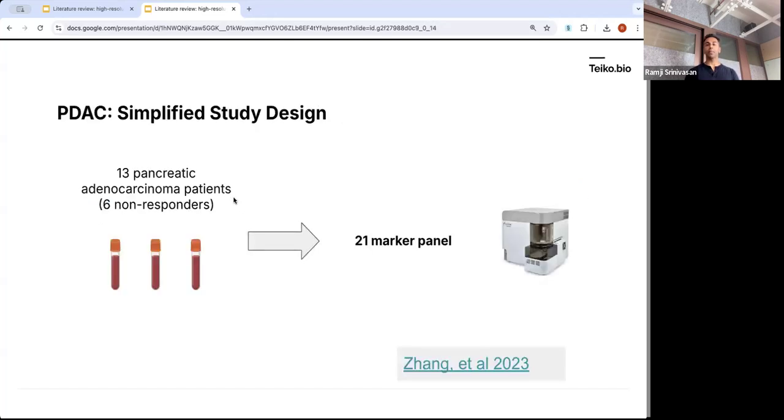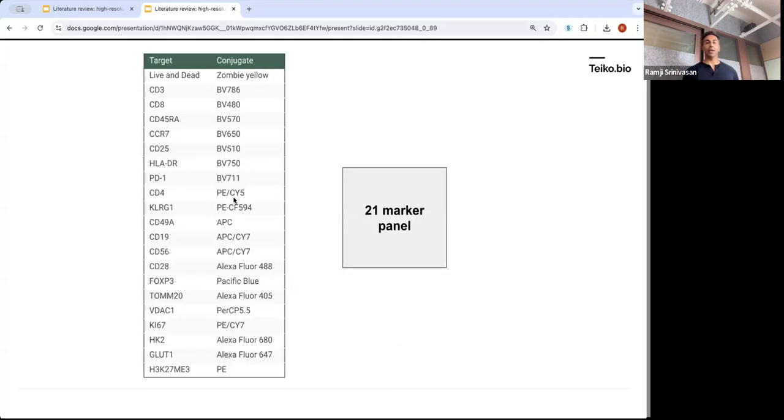So let's take the second paper. This is from Zhang et al. 2023. This is in PDAC, and they had 13 pancreatic adenocarcinoma patients. They were comparing non-responders and responders, and they ran a 21-marker panel. So let's zoom into that marker panel.